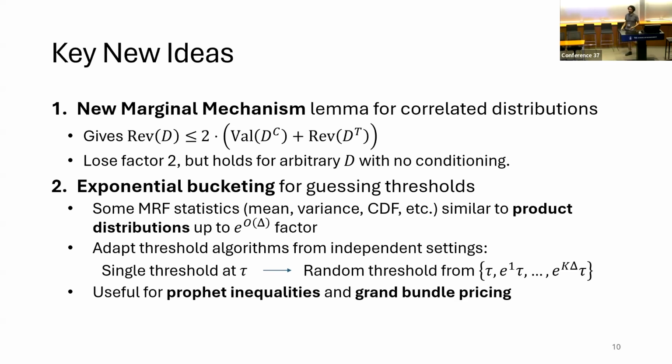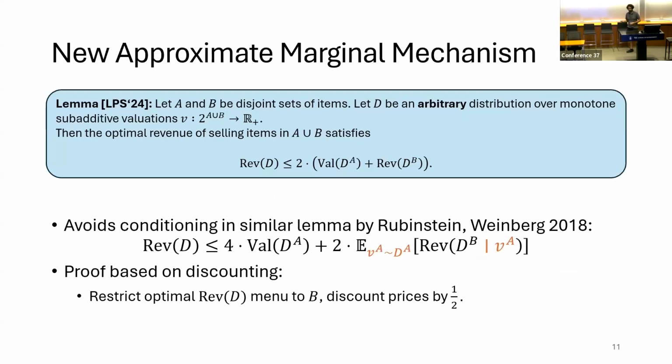And the main idea here is that one of these thresholds will be good for us, and because there's only linear in delta many of them, we have roughly a 1 over delta chance of guessing the correct threshold. And this comes into play for our profit inequality result and our price of the grand bundle. Okay, so let me try to say a few more things about each of these.